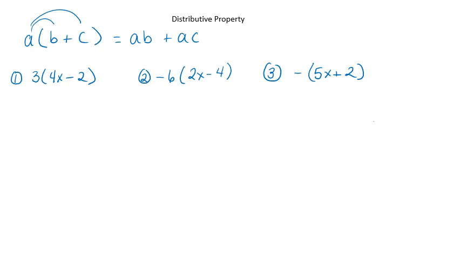In the first example, we're going to do 3 times 4x and 3 times minus 2. 3 times 4x, we do just 3 times 4, and that would be 12x's. So if I have 4x's and then I multiply that times 3, now I have 12x's. 3 times minus 2 is minus 6.